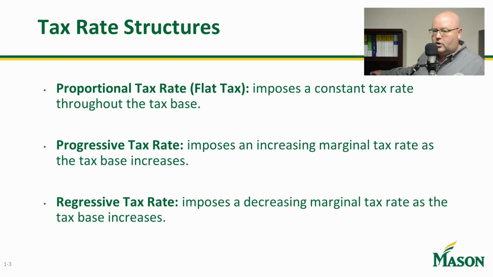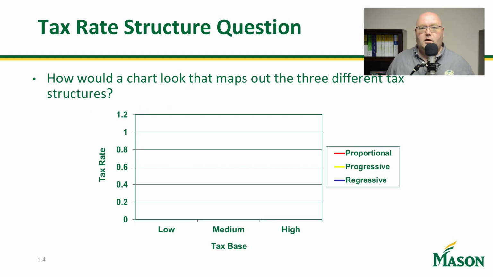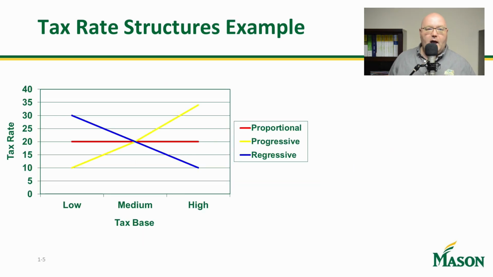And I know there's a place to look it up, and I'm not going to take valuable video time in order to demonstrate my research skills here. I'll do that in the tax research video, which we'll be doing later on. So that's how we're going to talk about that. Now, what would a chart look like if we map these three out? And bada bing, bada boom, here it is: proportional, progressive, and regressive tax rate.